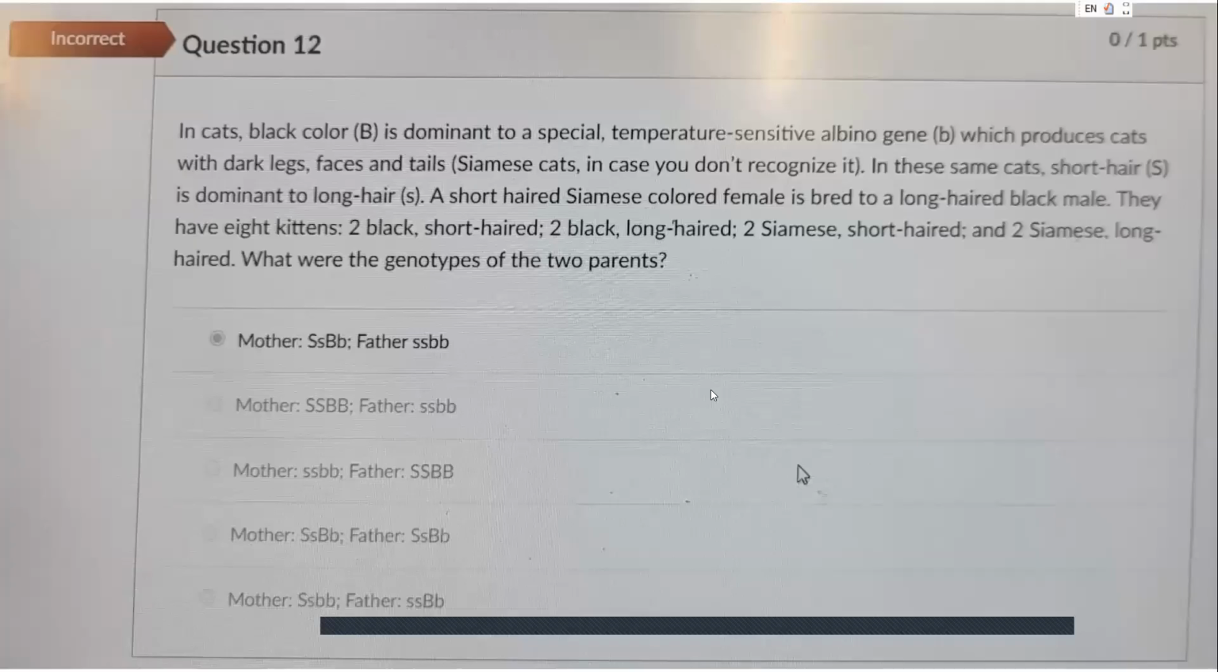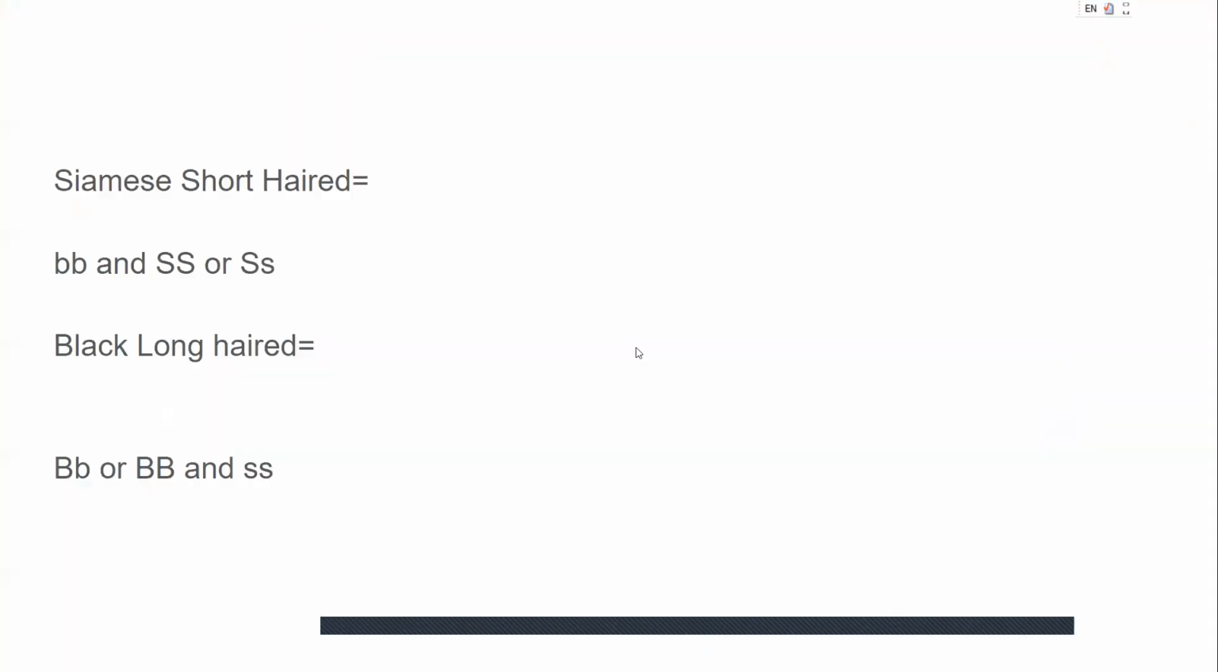So for the first question, we are looking into the two parents of a sample of offspring. It tells us that the mother is a Siamese short-haired cat, which means that the gene for Siamese has to be two lowercase b, and being short-haired would be capital S or a capital S and lowercase s because short hair is dominant.